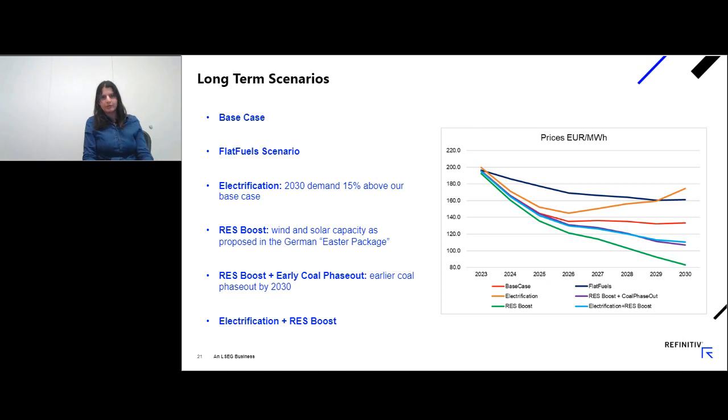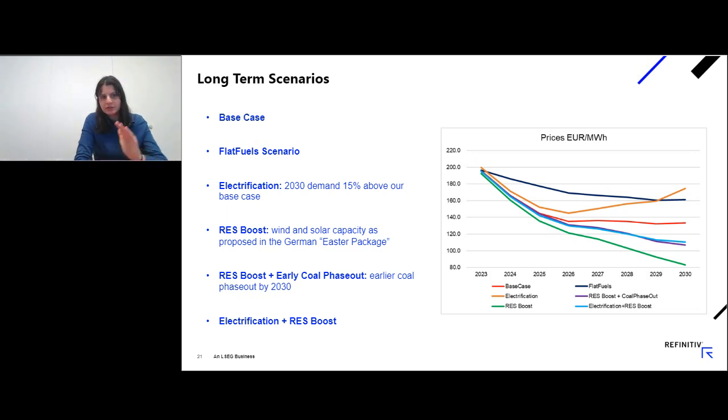This would be the overview of the scenarios. I've mentioned base case, flat fuels, electrification, and renewable boost. We did those scenarios as single events. If only the electrification was added to our base case, then this would be our very bullish price path that you see here in orange, whereas renewable energy boost only would be this very strong downward sloping curve here in green.